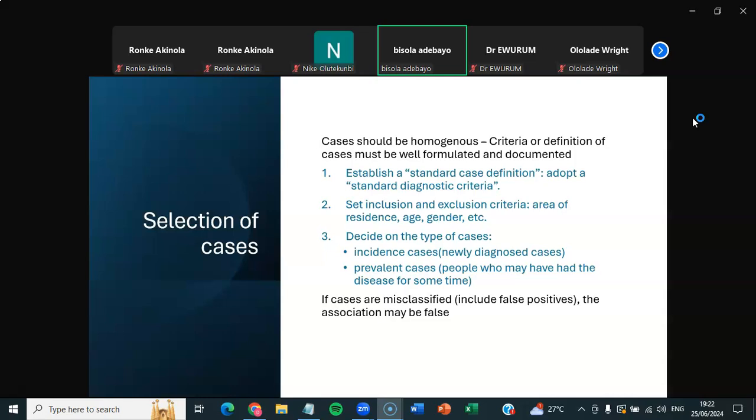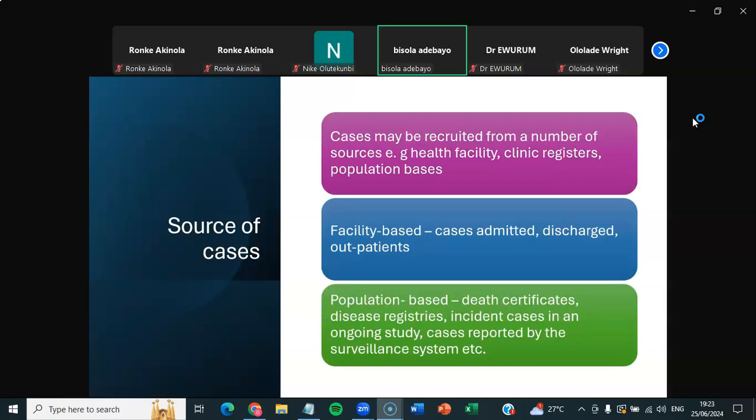So now let's go to cases, and then we talk about controls. First, cases should be homogeneous, so we have to use the same definition for them. You decide, are we using incident or prevalent cases? Incident cases are people that are newly diagnosed. Prevalent are those that may have had the disease for some time. Even in prevalent, you need to define your time frame. And then you set inclusion and exclusion criteria on the different variables depending on your study. And we should know that if cases are misclassified, then the association we find may be false.